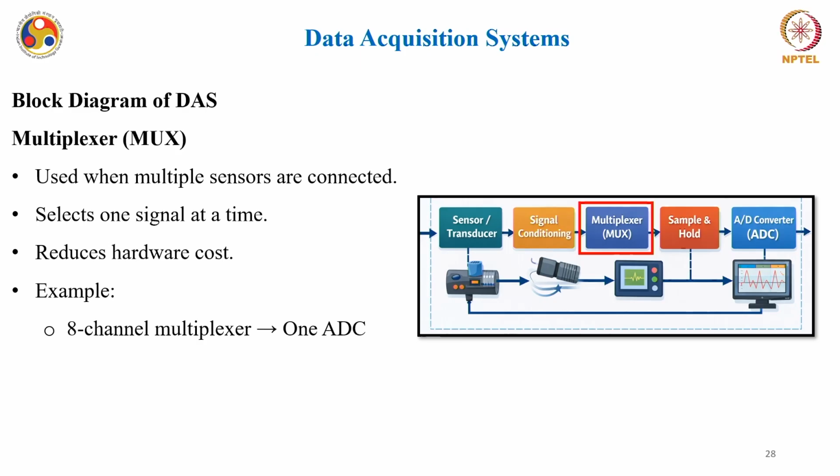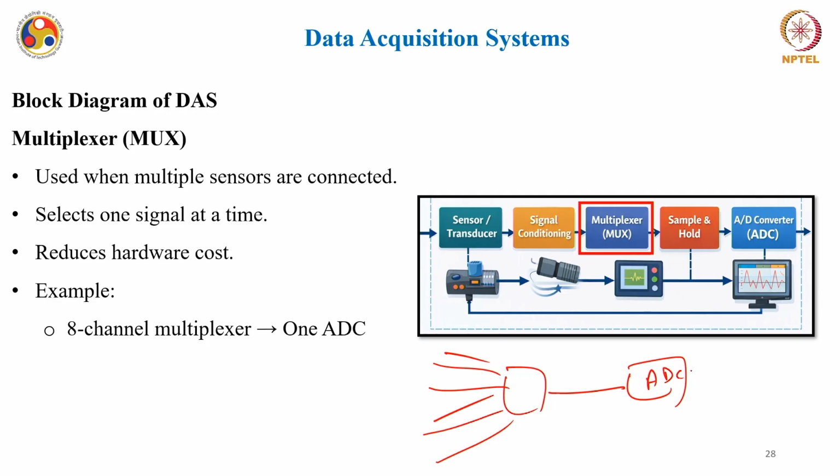When you have multiple sensors connected, this multiplexer will select only one signal at a time, and therefore it will reduce the hardware cost. Like you can have, say, an 8 channel multiplexer giving only one output, so you have 8 inputs, and you will require only one ADC to process this data. So a good example can be an 8 channel multiplexer and an ADC system.